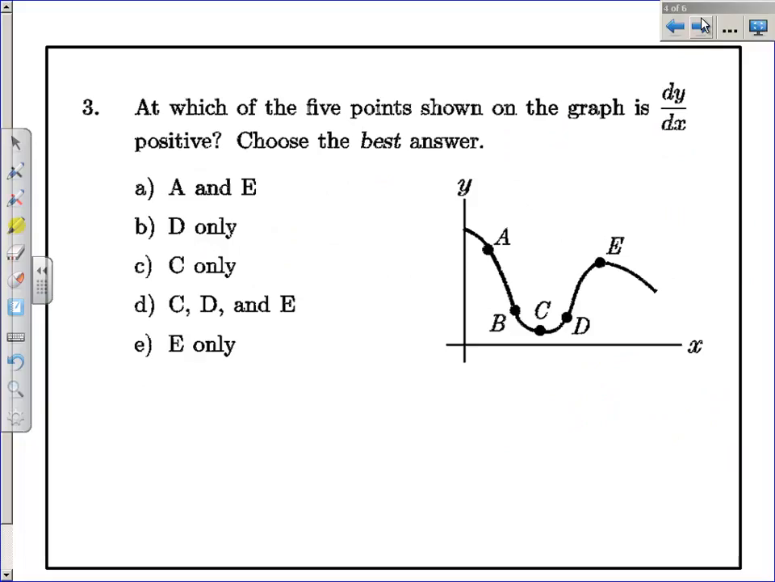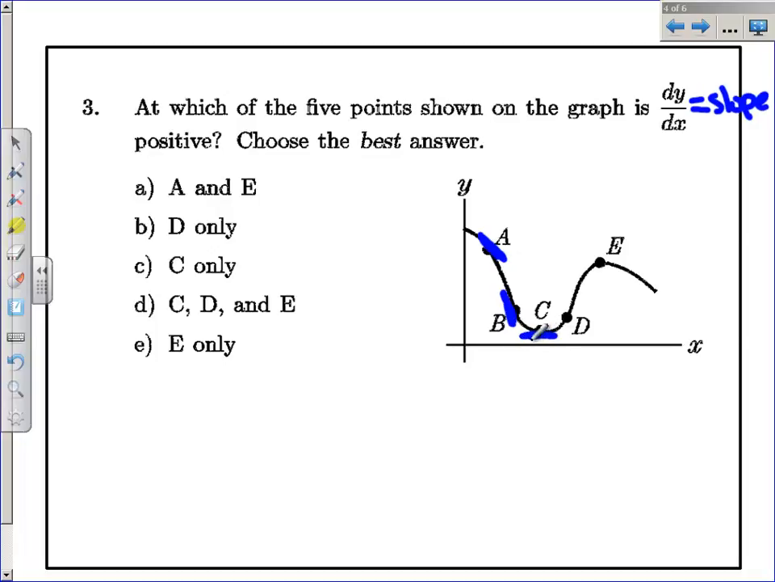All right, so let's go take a look at a graph and make sure we understand just this visual. At which of the 5 points shown on the graph is dy dx positive? This means the slope of the tangent line. So imagine that little white line coming through here on this graph. Where would it be at A? Well, at A it would be pointing down, and that would be a negative slope. At B it would be pointing down even steeper. That would be a bigger negative slope. And it looks like at C it's flattened out, and that would be a slope of 0.